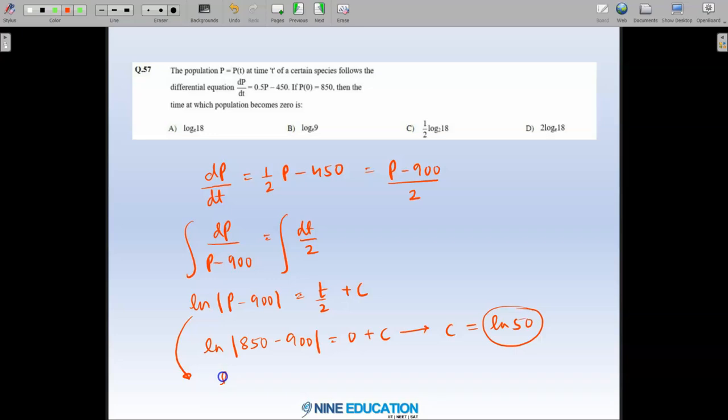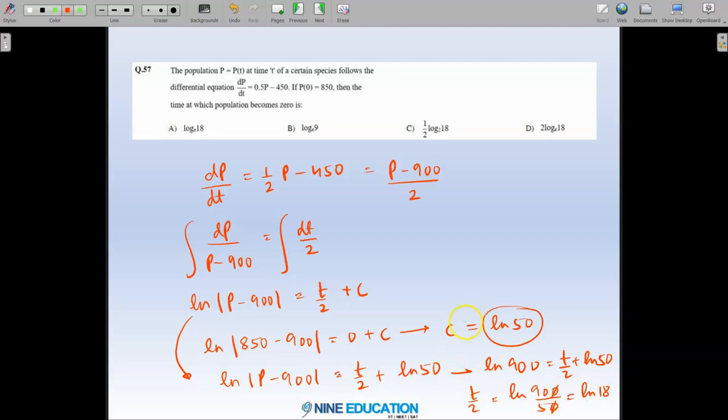Now I can say that the actual equation is ln |p minus 900| equal to t by 2 plus ln 50. Population has to be 0. In that case, I can say it is ln 900 equal to t by 2 plus ln 50. It means t by 2 is equal to ln 900 minus ln 50, which is ln 900 divided by 50. So it will be 900 by 50, which means the zeros cancel, and it is ln 18. So time will be 2 times ln 18, which is option number D.